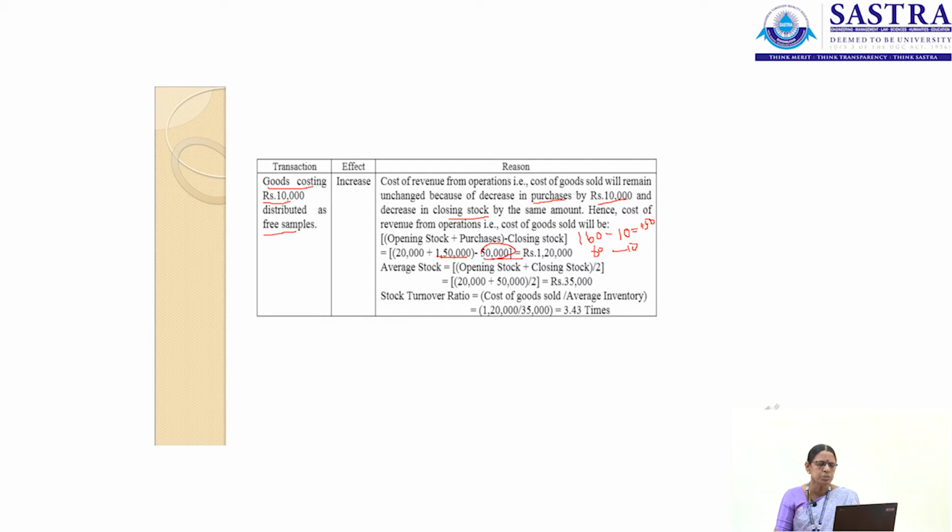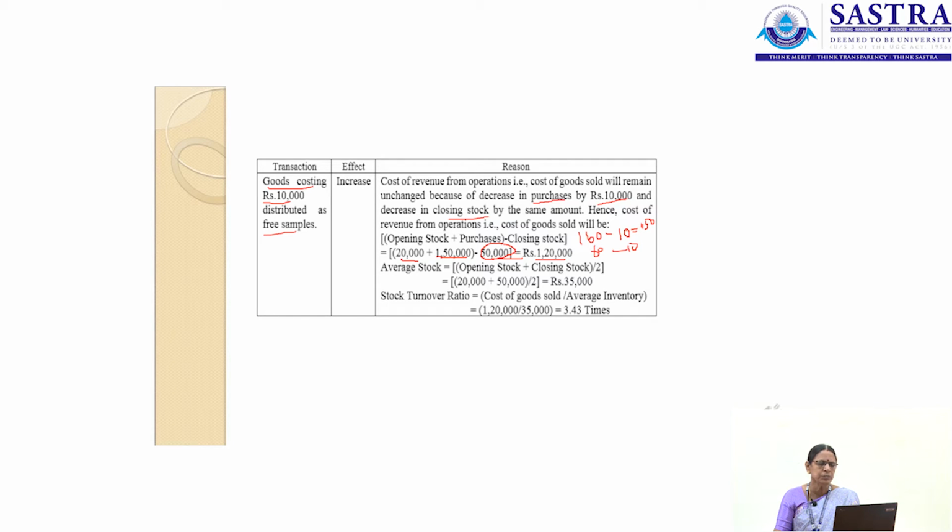Now what is your cost of goods sold? Opening stock remains constant as 20,000 rupees. Purchases is decreased by 10,000. Closing stock is decreased by 10,000. We will have a cost of goods sold as unchanged being 1,20,000 rupees.